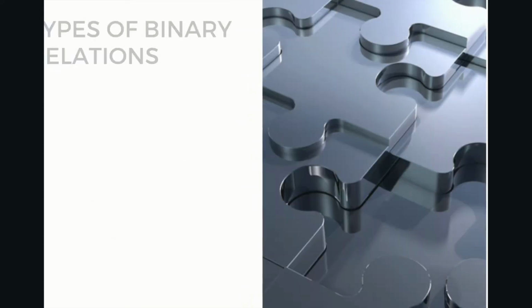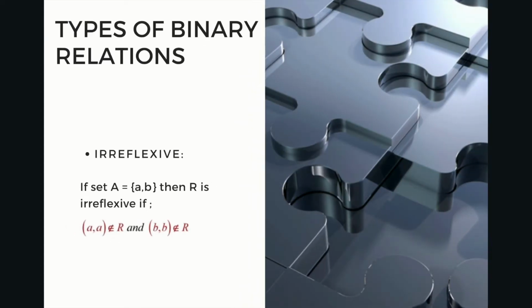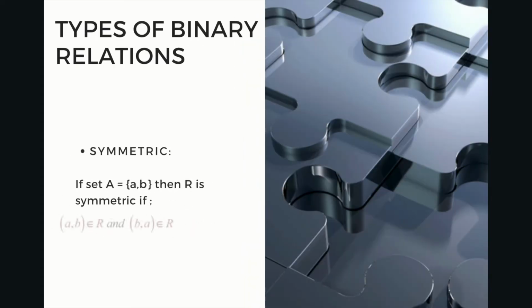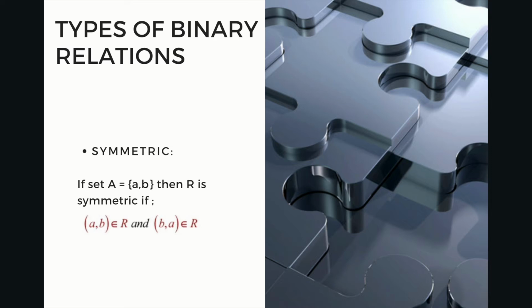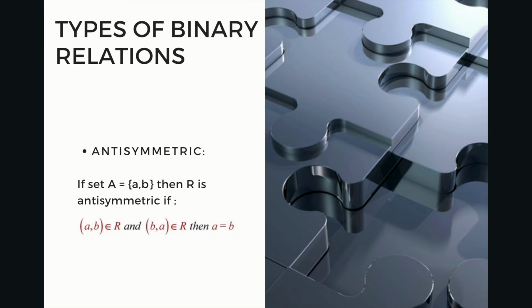A set is considered to be irreflexive if (A, A) does not belong to R and (B, B) does not belong to R. A set is considered to be symmetric if (A, B) belongs to R and (B, A) also belongs to R. And a set is considered to be anti-symmetric if (A, B) belongs to R and (B, A) belongs to R, then A is equal to B. This concludes the set is anti-symmetric.